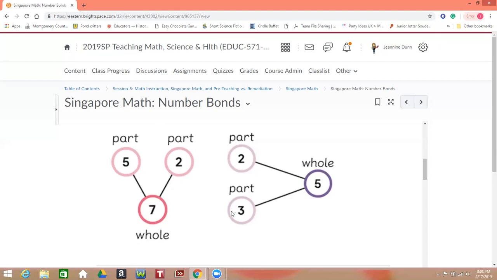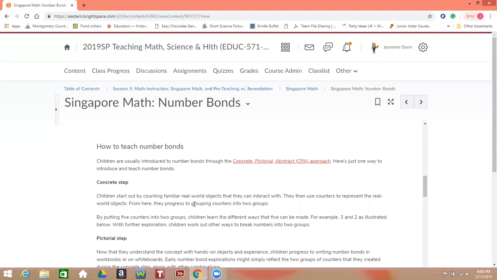You can see how this lends itself to then working on addition and subtraction problems later on. Your parts, you certainly could add them together and get 5, or if you take your whole and subtract one of the parts, it ends up getting you the other part. So you're talking about those kinds of relationships.